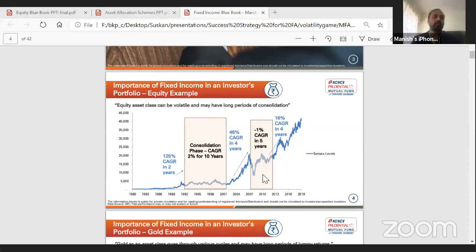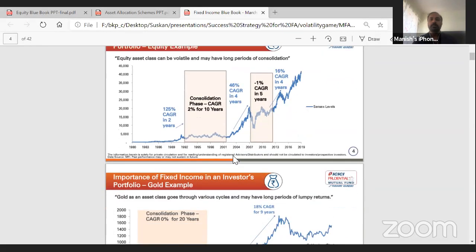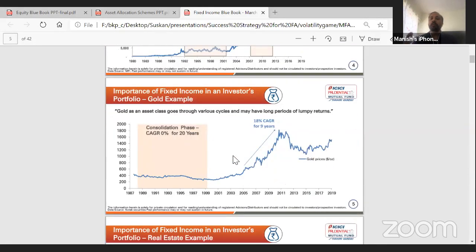Kanak, if you can move to the next slide. This is an example of how gold as an asset class has performed. Here also, if you see, there was a huge consolidation phase of almost 20 years, from 1987 till 2000, where gold has not given any return, 0% for 20 years. But post that, you have seen a very fast rally. So gold as an asset class also gives a lot of cyclicality to your overall portfolio.